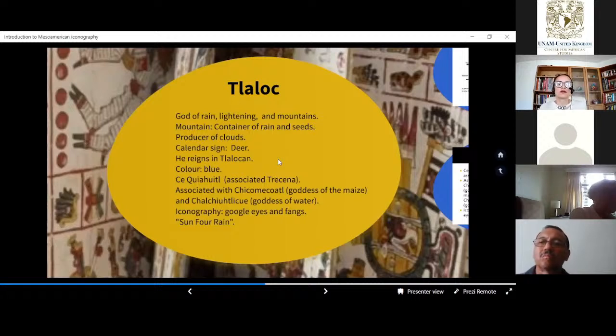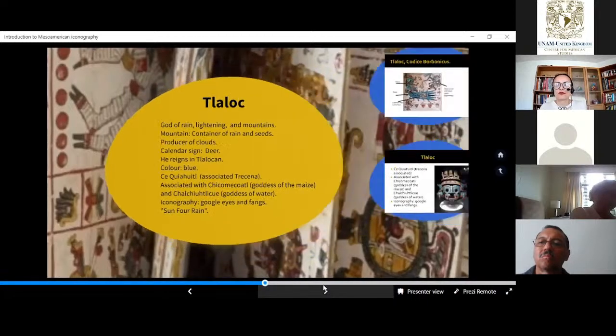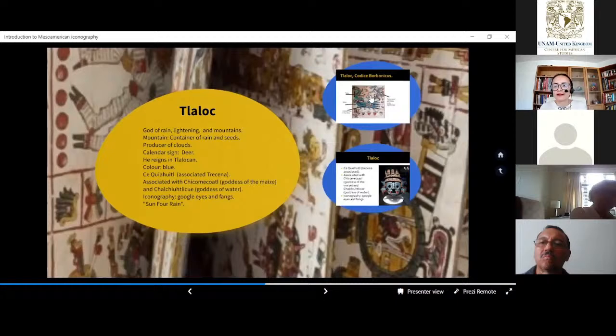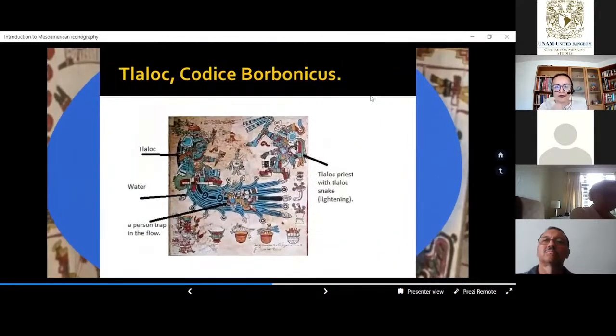And obviously all his characteristics, all his iconography will be related to water, as we could see here. And we could identify now, he is Tlaloc. One of the elements that you can always distinguish him by is his fangs. He has the fangs, and he has like a goggle eye. So that's the way we can immediately identify him. He will be related to the water. Normally he appears in color blue.